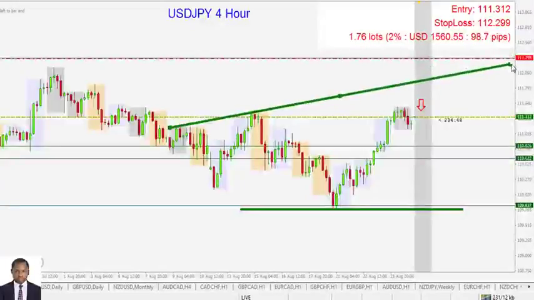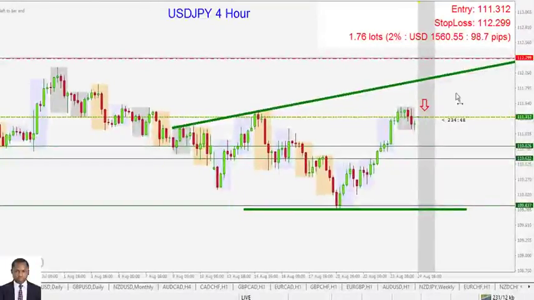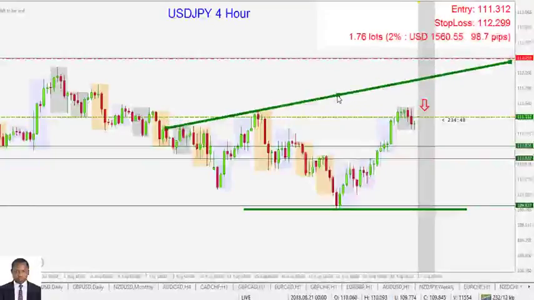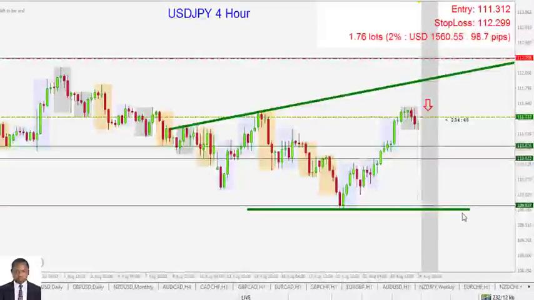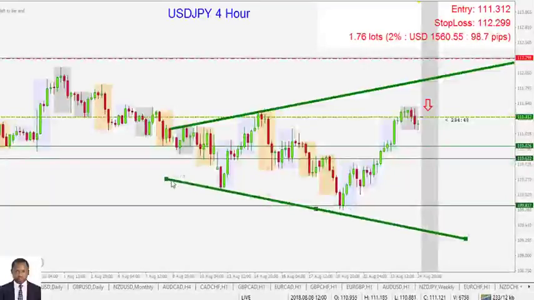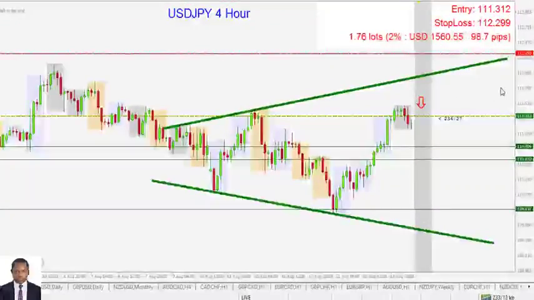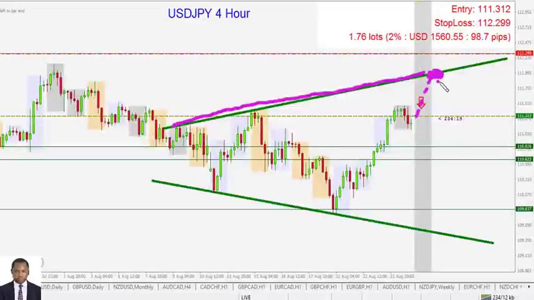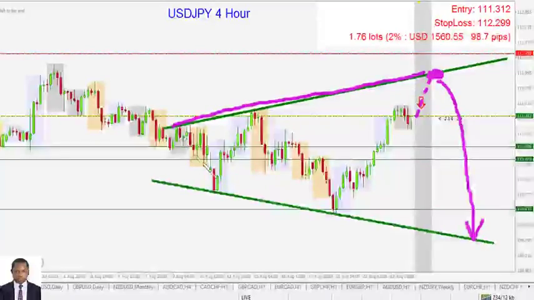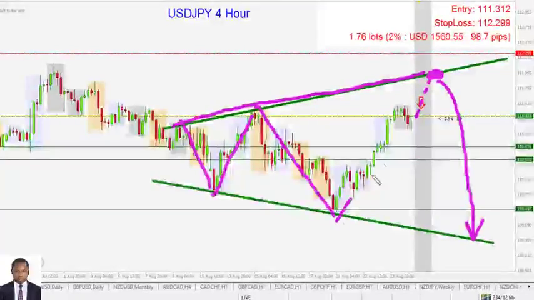Even if price is going to push to the upside, for a possible expanding triangle. All right, the worst we can have here is price coming into that zone before the bounce to the downside. That's if we are having an expanding triangle.